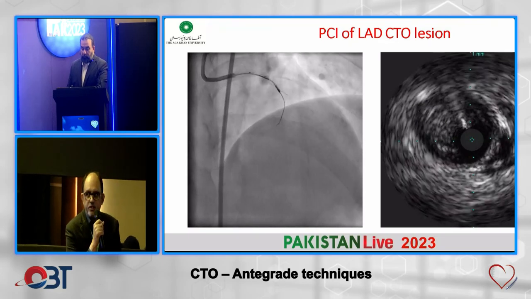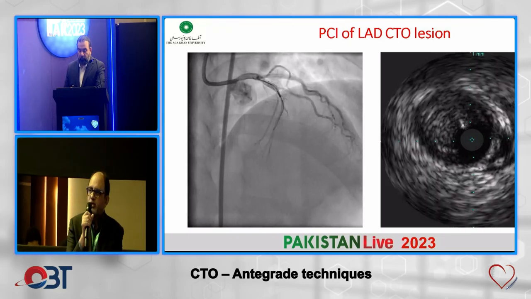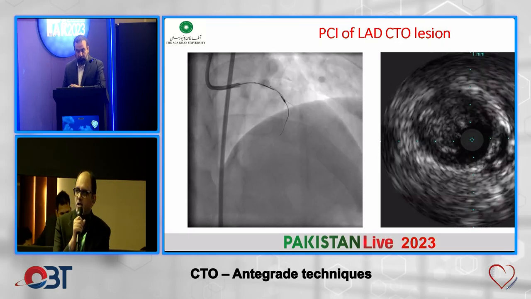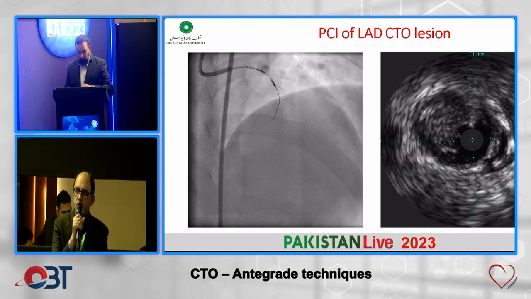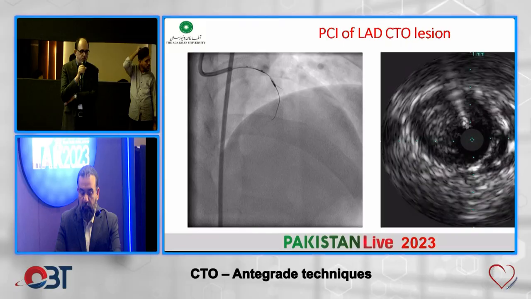So as Dr. Nadir pointed out, probably that was the place where the proximal cap was. So we have kept our IVUS catheter there, where we can see the proximal cap, and we have directed the wire towards the proximal cap. You can see on the IVUS image, there is a wire which is directed towards the LAD. So you can place your IVUS catheter at the proximal cap and try to puncture the proximal cap.